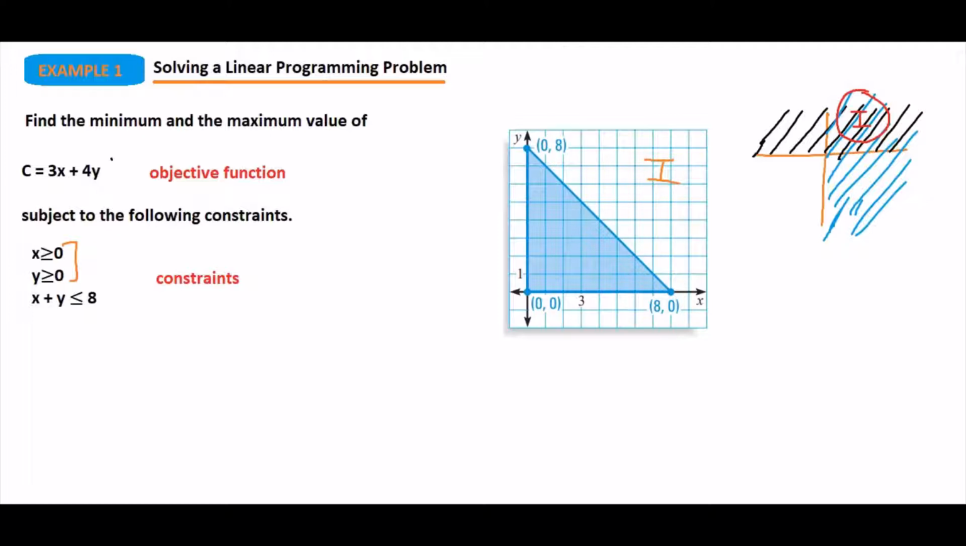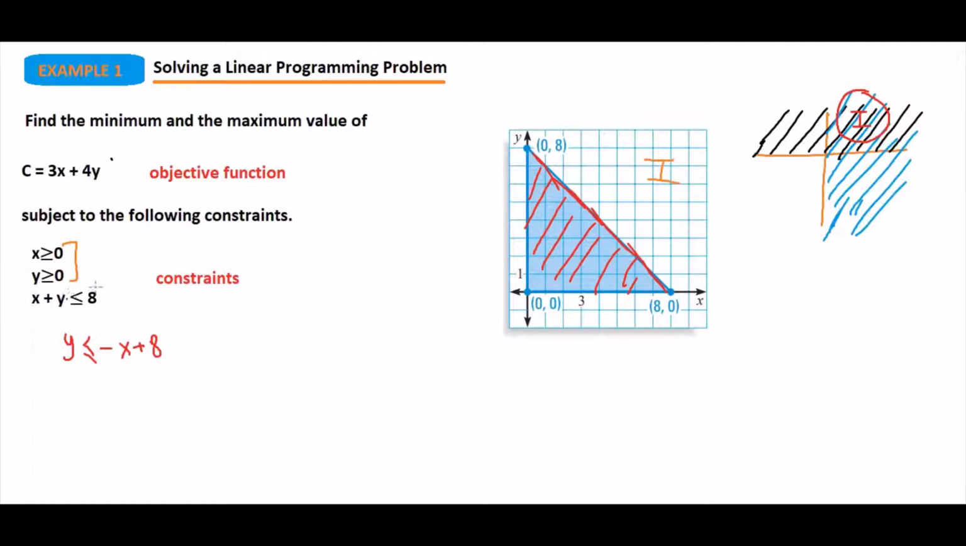Now we are on the first quadrant. x plus y is less than or equal to 8 is this line. You can graph this line by solving for y: y is less than or equal to negative x plus 8, and you can graph it because y is less than or equal to, so below is the region. Or you can directly use the graphing utility.